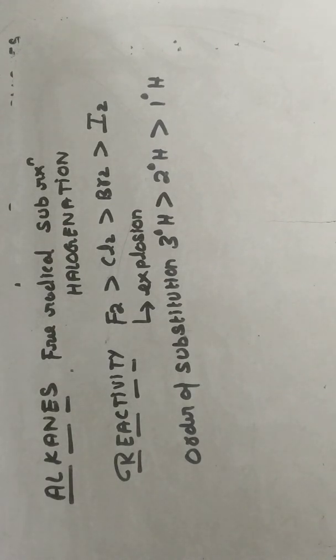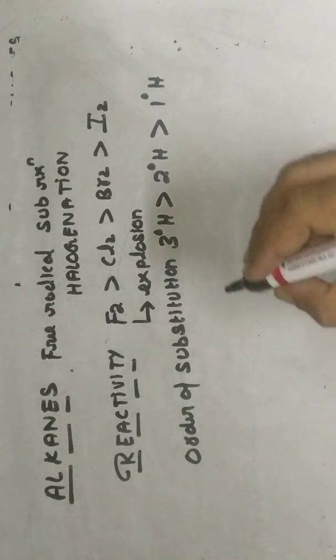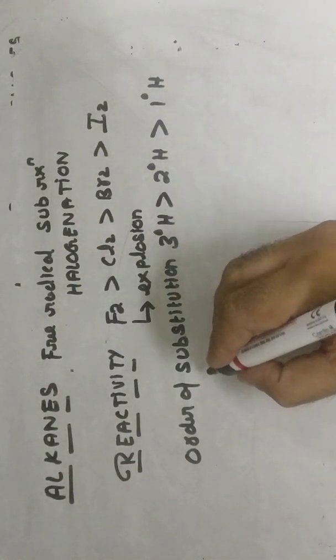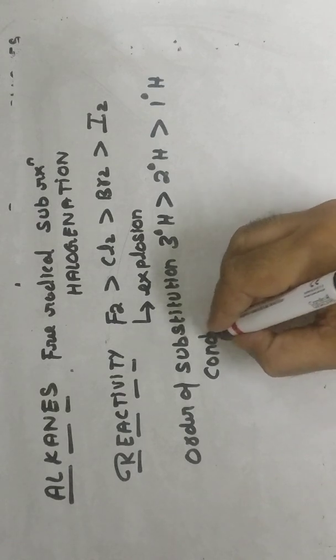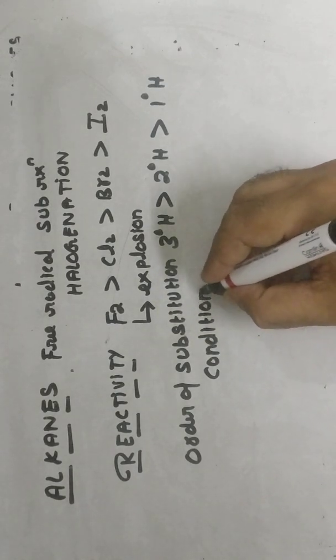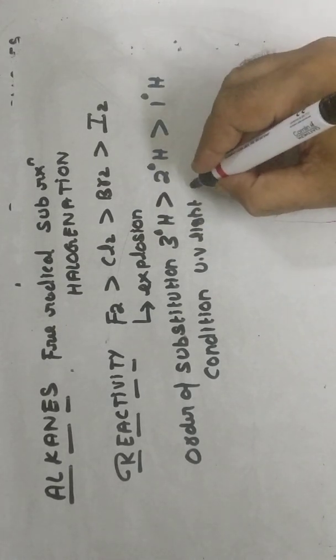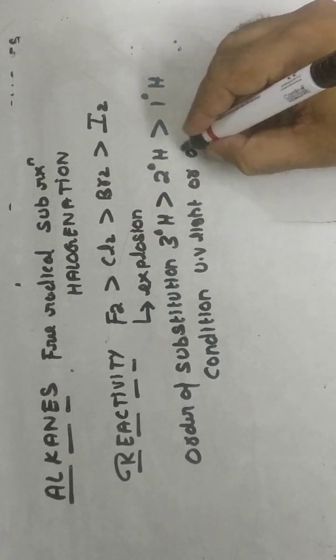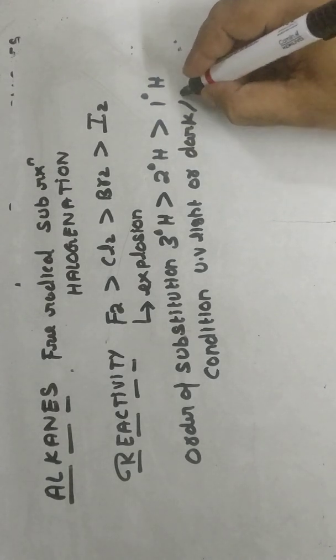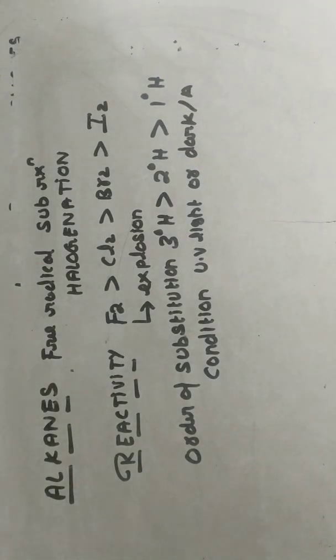The reason behind this is the stability of the free radical. We know from 11th class that a tertiary free radical is more stable than the secondary and then the primary. Now for the substitution reaction, the conditions we use are either UV light, or if you're working under dark conditions, without light, you can heat it. That leads to the substitution reaction.